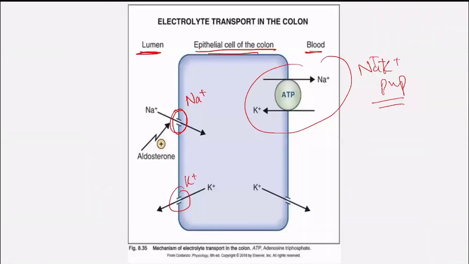All right. So sodium channels over here. Sodium is going to be absorbed into the cell, and then potassium is going to be secreted out of the cell. So when sodium is absorbed into the cell, it's going to go through this sodium potassium pump out of the cell, and then potassium is going to go inside the cell. So we have this sort of gradient going on, right?